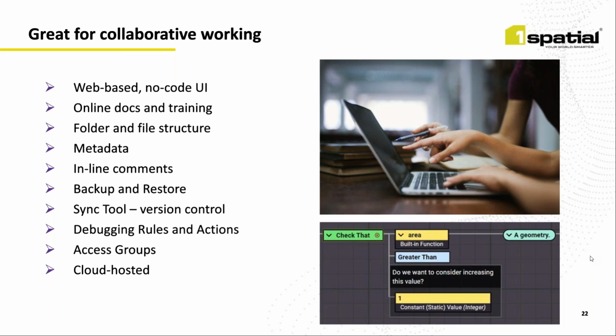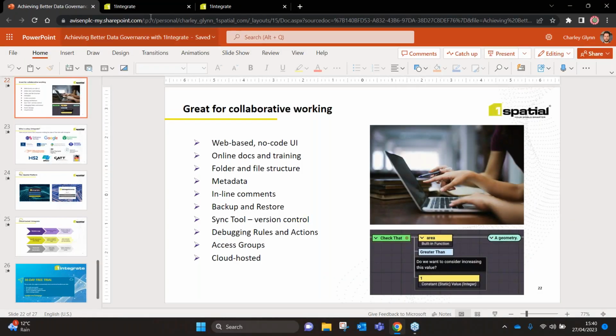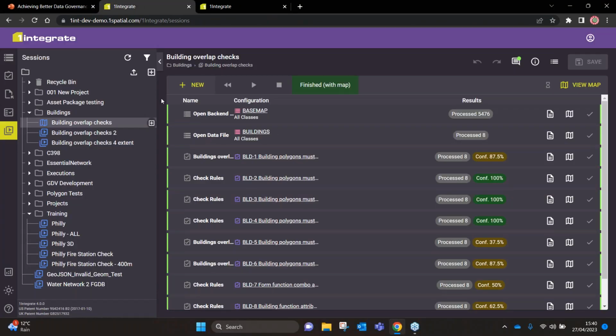We already had a look at the access groups. That's all about managing people's access so that they can really only access and edit the things that matter to them. And of course, all of this can be cloud hosted, so all you have to do is log on from a web browser. At this point, I'm just going to dive back into 1Integrate and give a bit more of a demo.